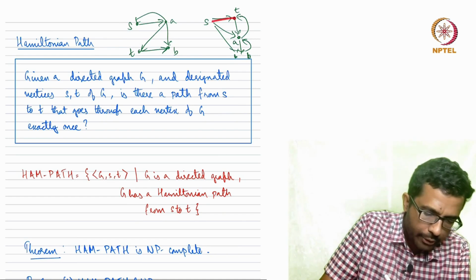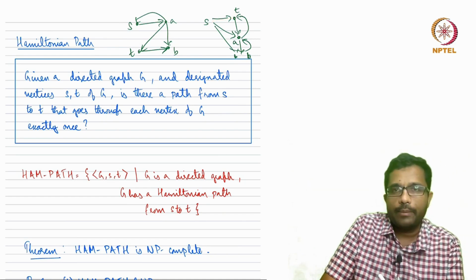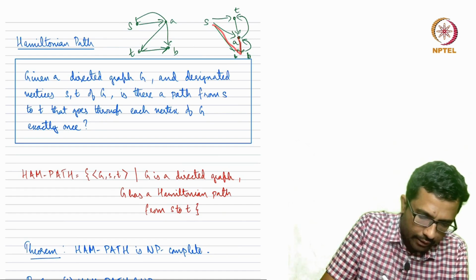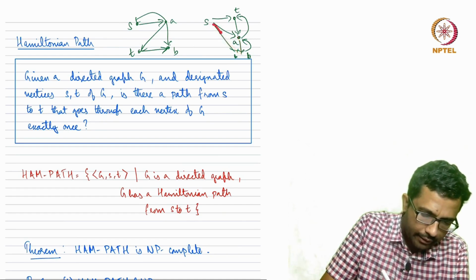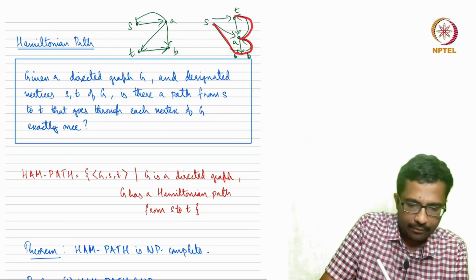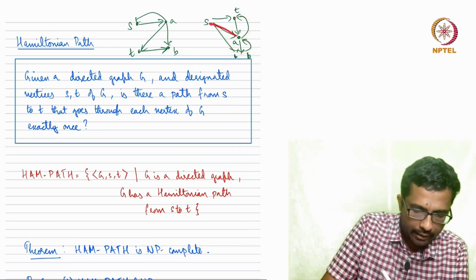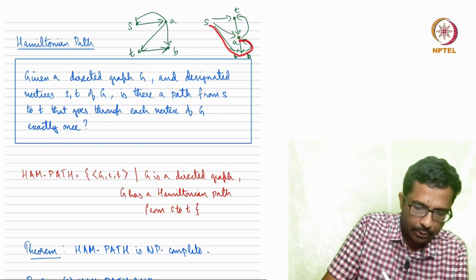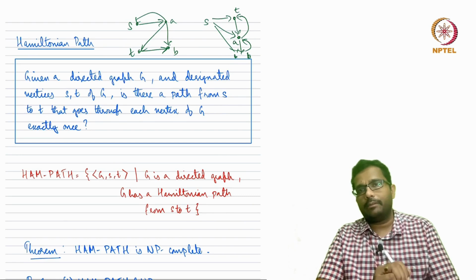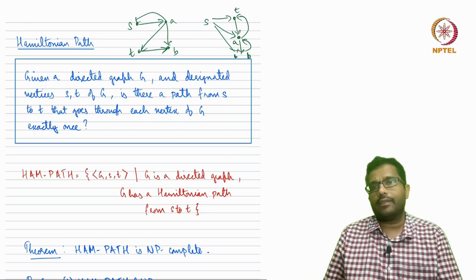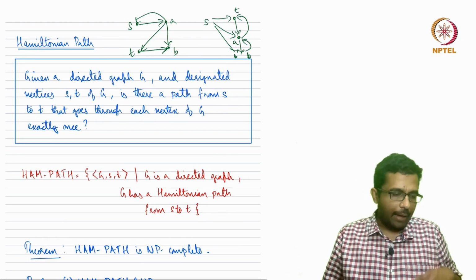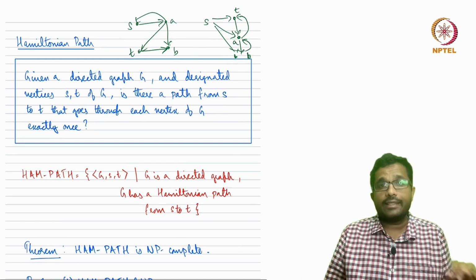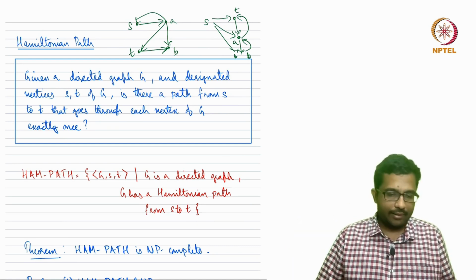So you can go from S to T, but you cannot take this because then you would have skipped A and B. But you can go from S to B and then to A, and then A to T. If you go from S to A, then A to B, then there is no way to get to T. But if you go from S to B, then B to A and then A to T, that's a Hamiltonian path. All the vertices in the graph are covered. So the Hamiltonian path is a path from S to T such that all the vertices in the graph are covered, and exactly once. We don't want to repeat any vertex.